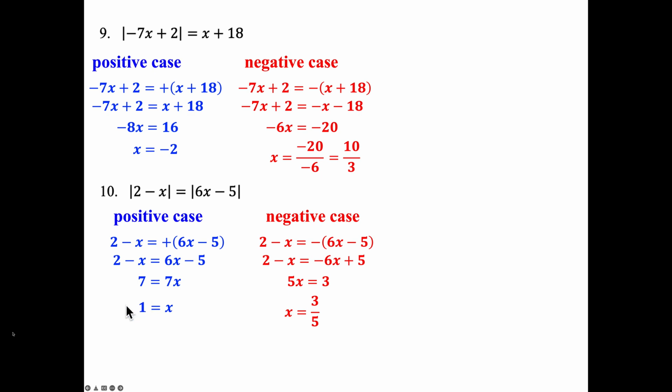Again, if you want, check it. 2 minus 1, 1. 6 times 1 is 6, minus 5, 1. Absolute value of 1, absolute value of 1 works in both cases.